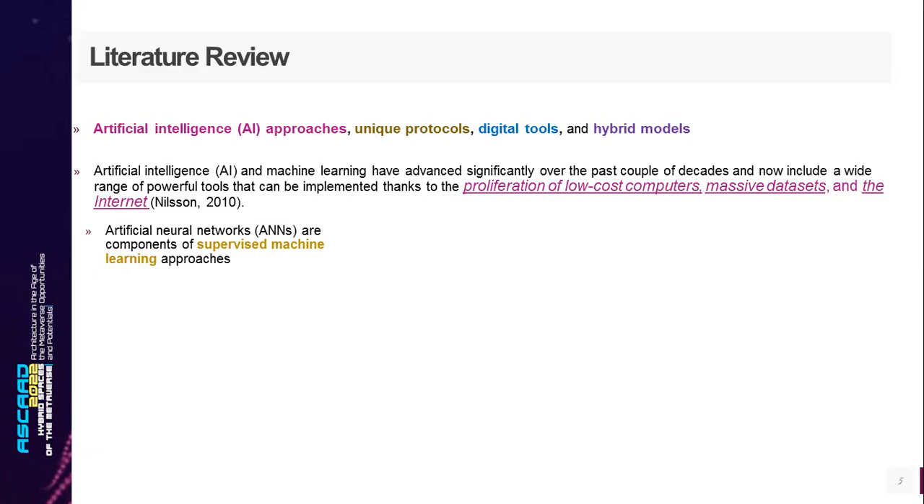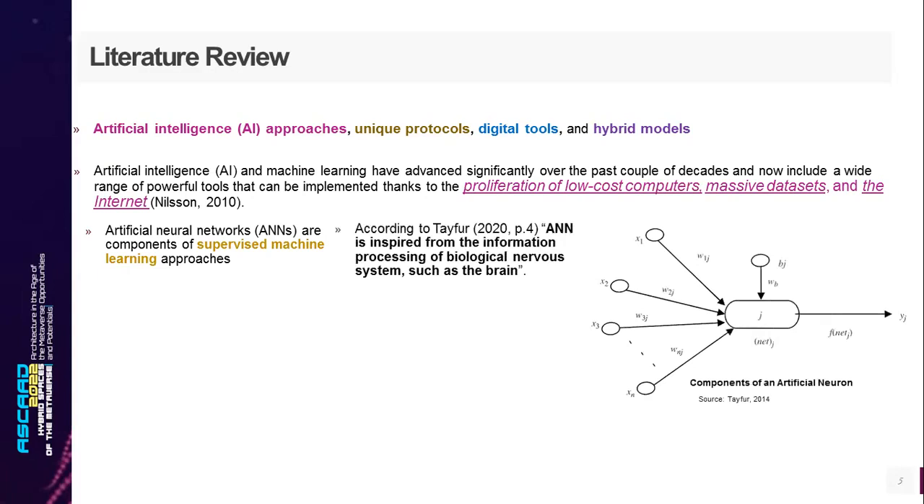Artificial neural networks, which are components of supervised machine learning approaches that mimic the brain, enable meaningful interpretations and inferences from the processed data. According to Typhoon, ANN is inspired from the information processing of biological nervous systems, such as the brain. Another computational model approach, space syntax, is included in the analysis part of this study.